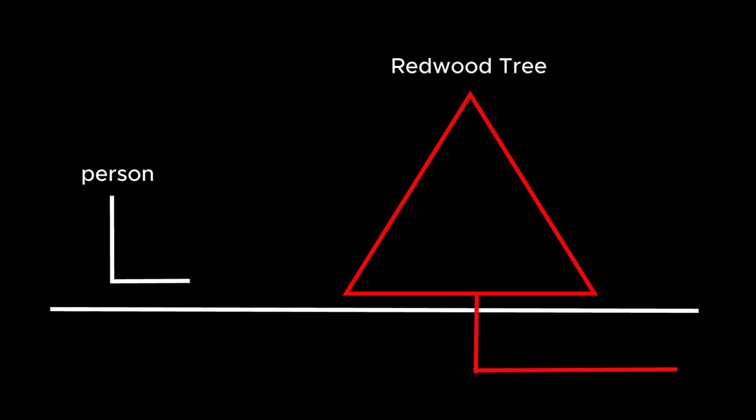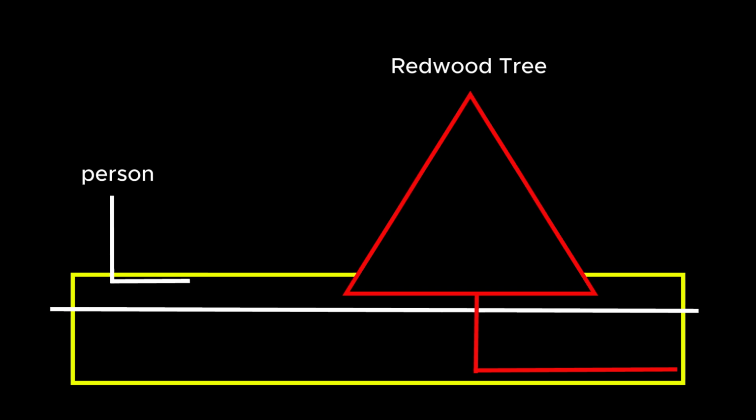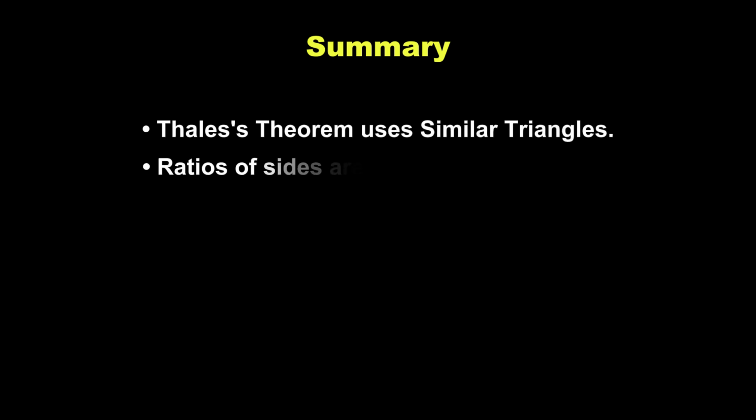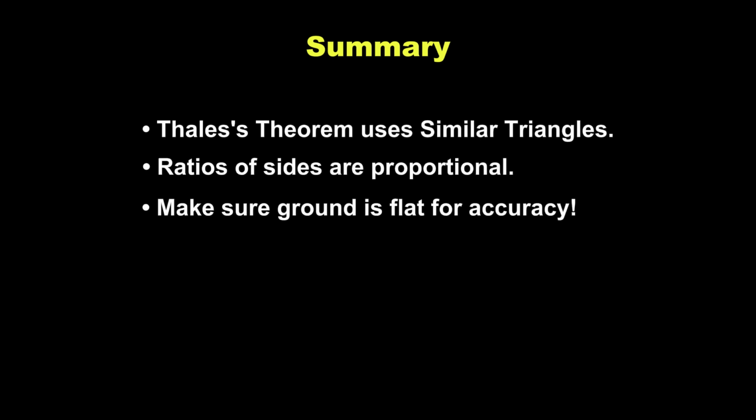This method was used by the ancient Greek mathematician Thales to calculate the height of the Great Pyramid of Giza over 2,000 years ago. It remains one of the most elegant examples of how simple geometry can solve massive real-world problems. Next time you're outside on a sunny day, try it yourself. Just remember, the ground needs to be flat for the shadows to be accurate. Now you have the tools to measure the world around you using nothing but the sun and a bit of math.